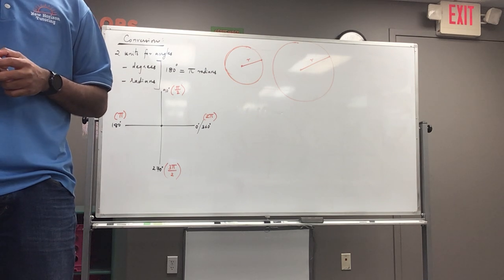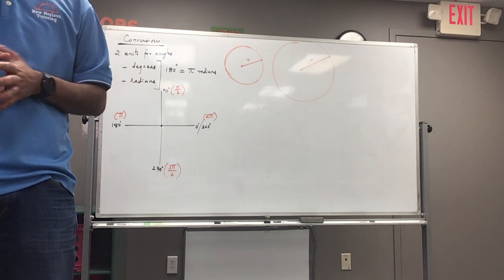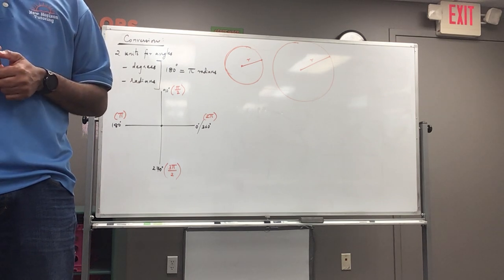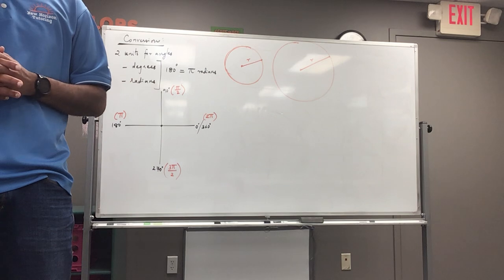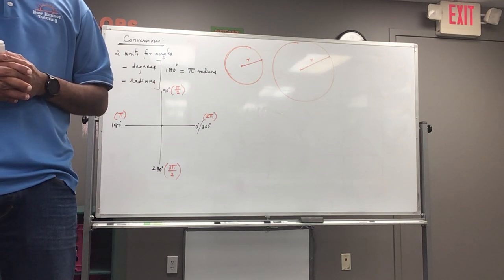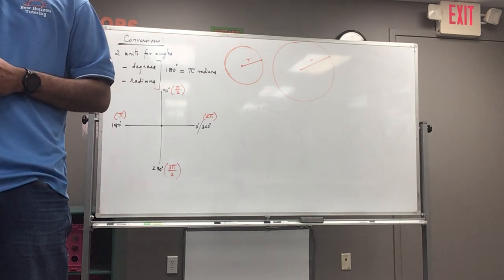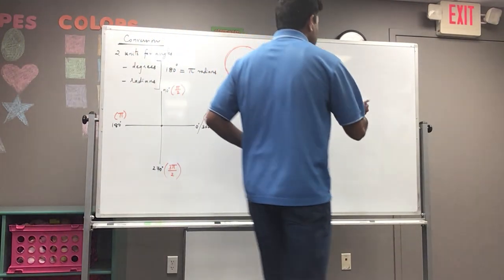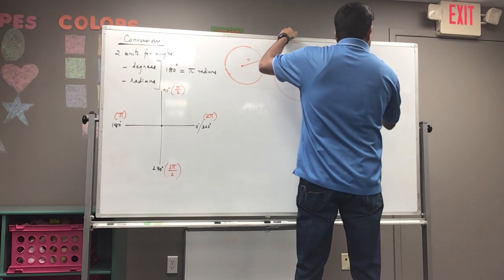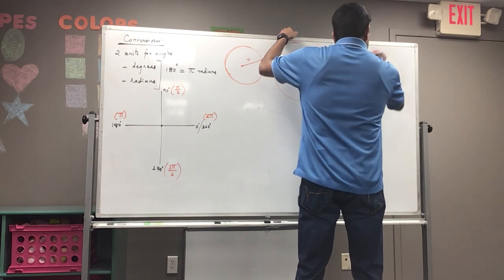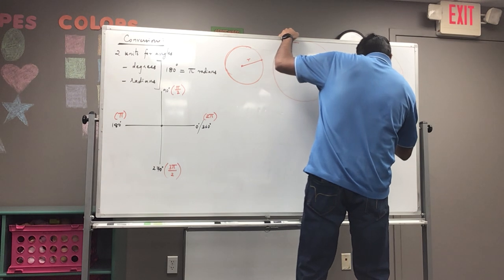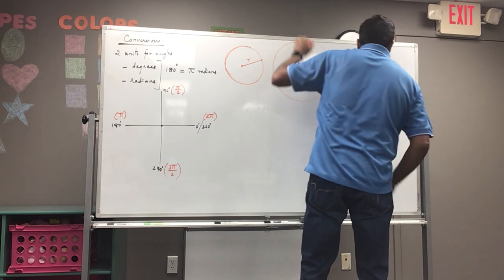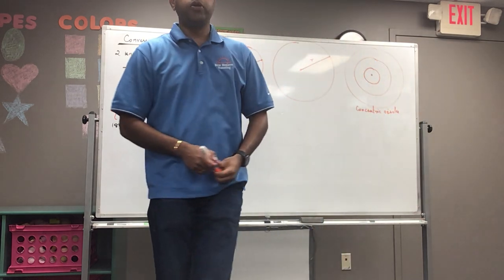Are they proportional? Don't know. What is common between two circles, even if the radii are different? Oh, they both have the same center. If they have the same center, those will be called concentric circles. This is what a concentric circle would look like. This is concentric circles. Same center point, different radii.